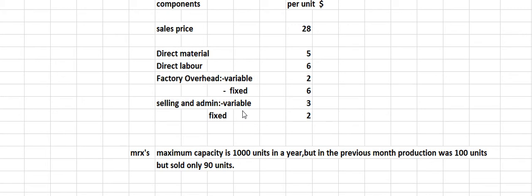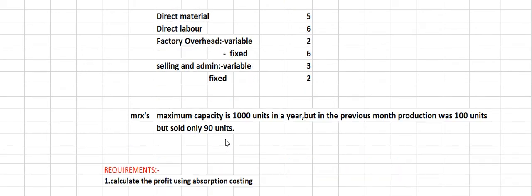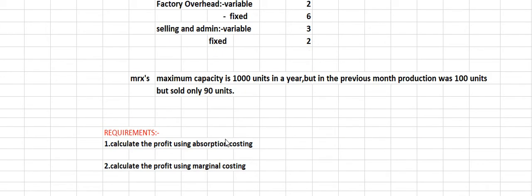Okay, then let's see what's next. Mr. X's maximum capacity is 1000 units in a year, but in the previous month production was 100 units and only 90 units were sold. So the remaining 10 units were in inventory. The requirements are: calculate the profit using absorption costing, and requirement 2 is calculate the profit using marginal costing. So let's go and solve the first requirement.